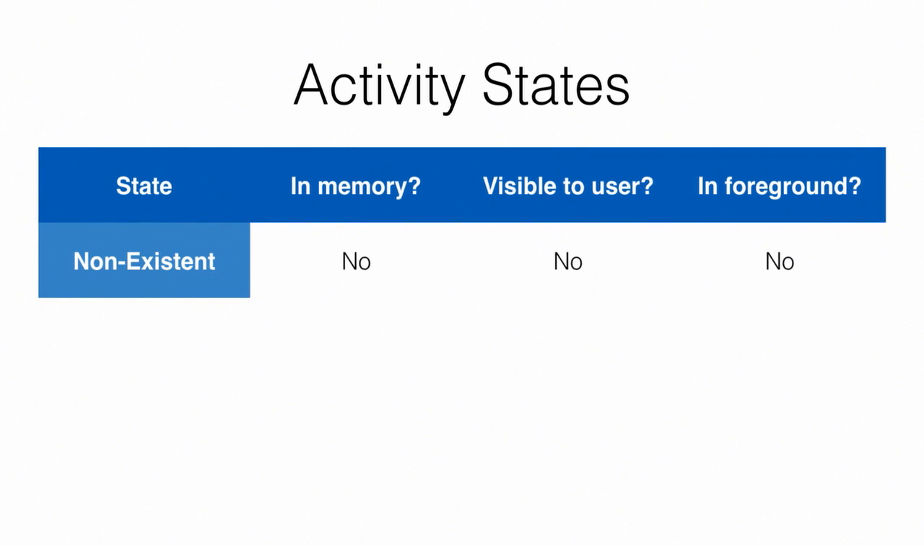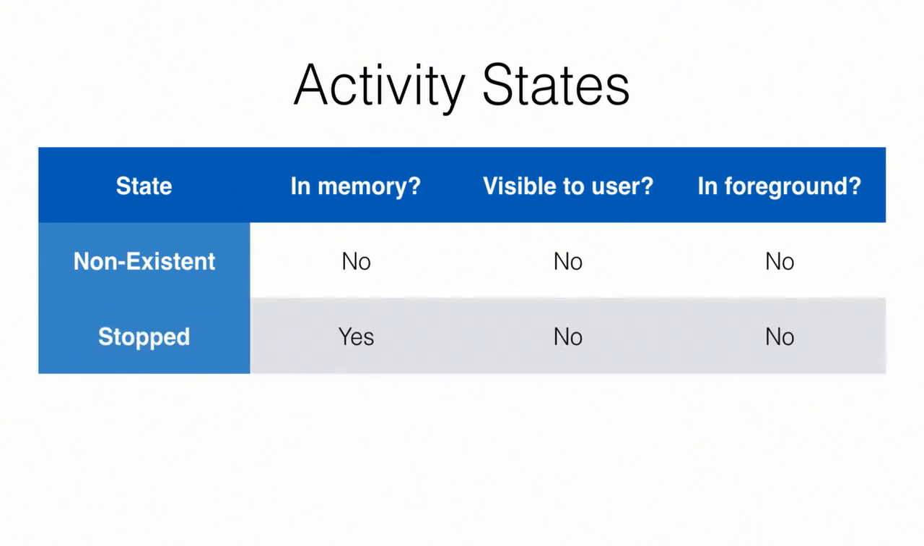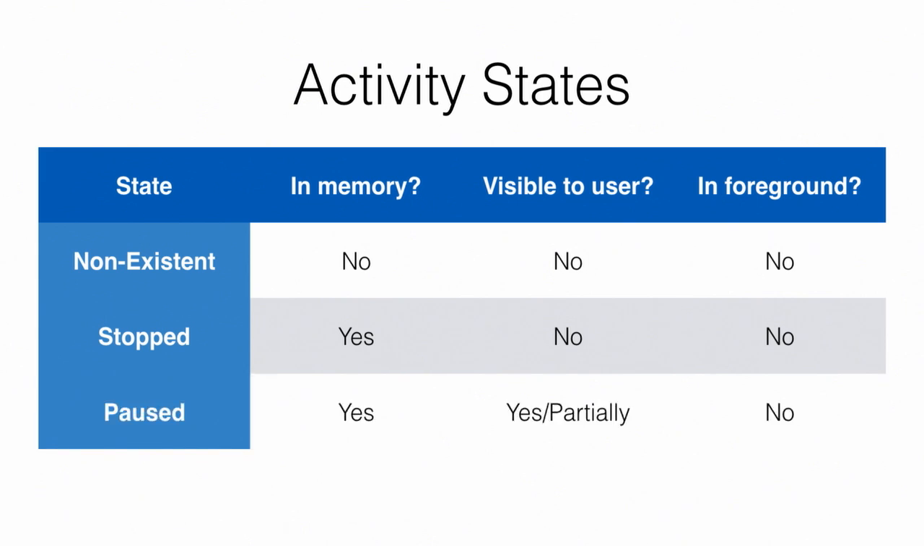So we have a non-existent state, which represents the scenario, for instance, when the activity hasn't been launched yet. It's not in memory, it's not visible to the user, and it's certainly not in the foreground. Next is stopped. So stopped represents the state where now there is an instance of that activity object in memory, but the view is not currently visible to the user, and it's certainly not in the foreground.